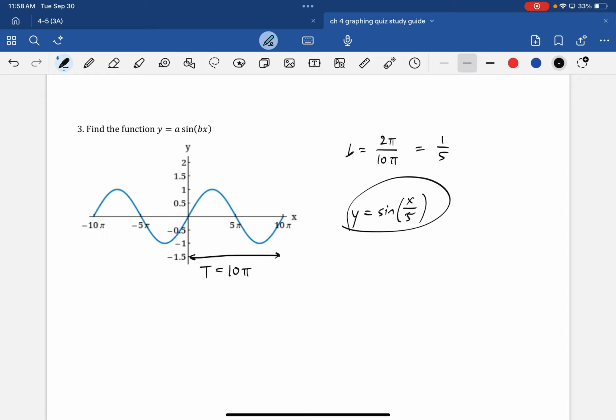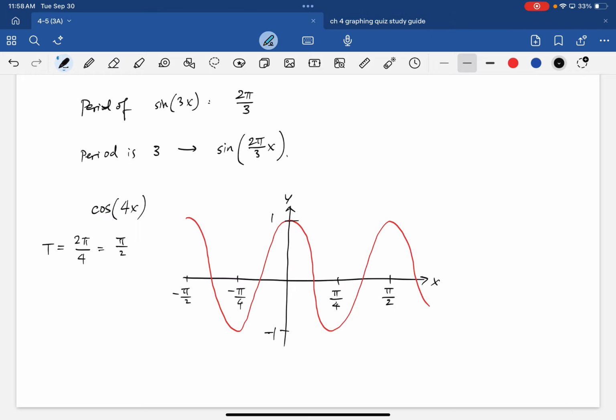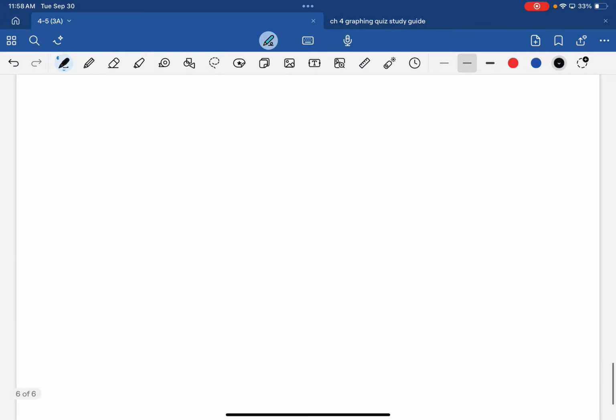Okay. All right, now for the hardest part, horizontal shifts. You know, trig is just going to keep getting harder day after day. It's like life.